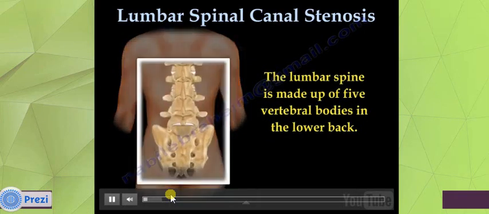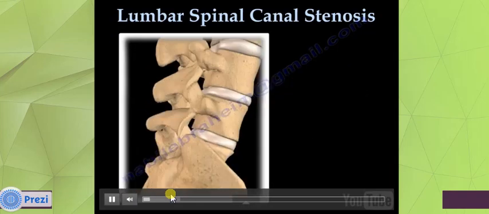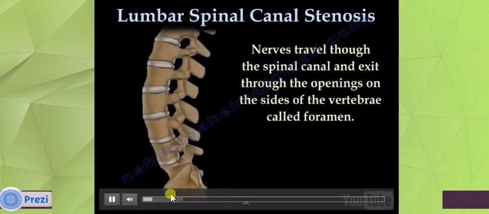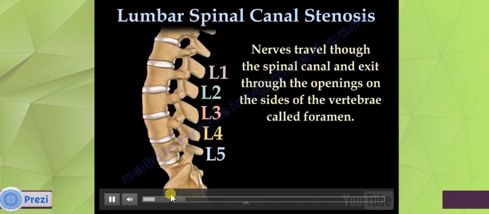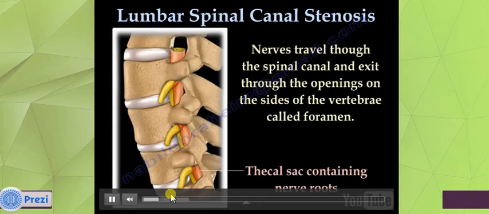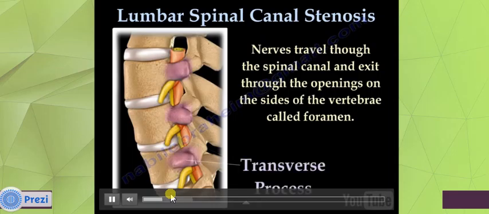The spine is made up of five vertebral bodies in the lower back. Nerves travel through the spinal canal and exit through the openings on the sides of the vertebrae called the foramen. Here you can see the thecal sac containing the nerve roots and the nerve root going through the foramen. Here you can see the transverse process of the spine.